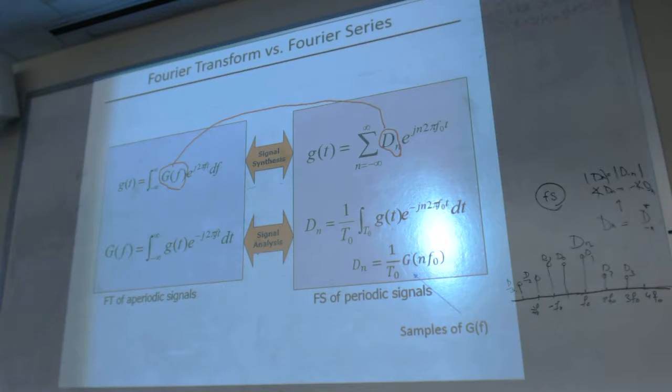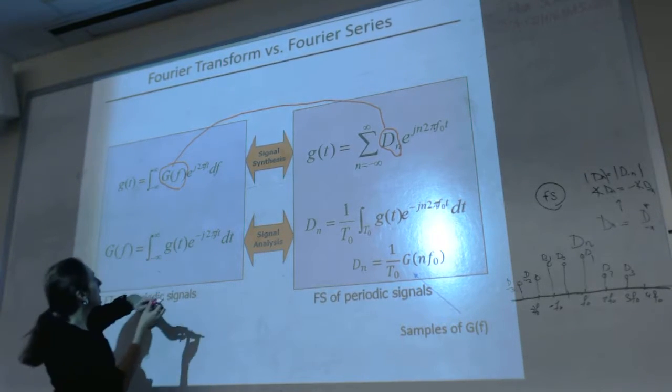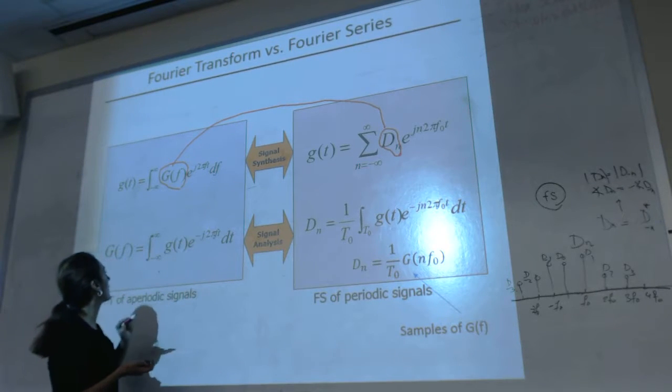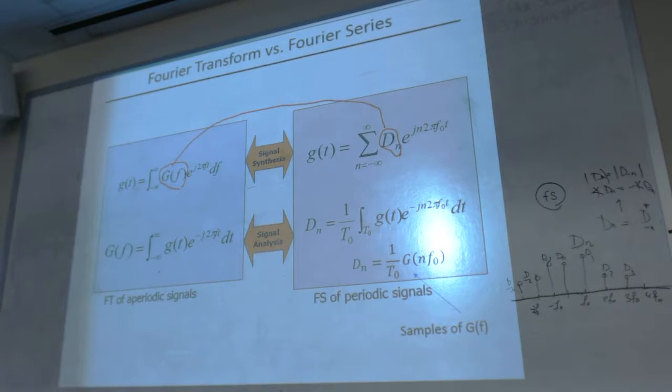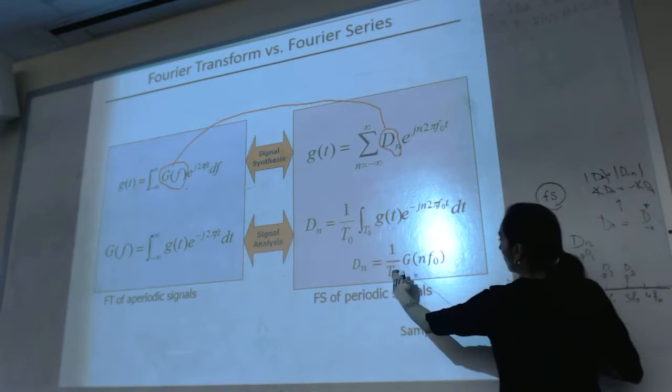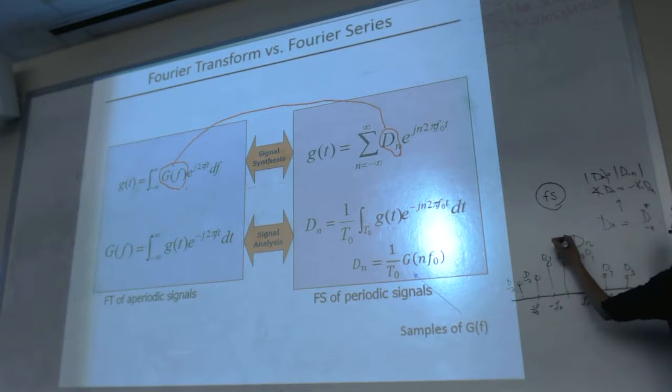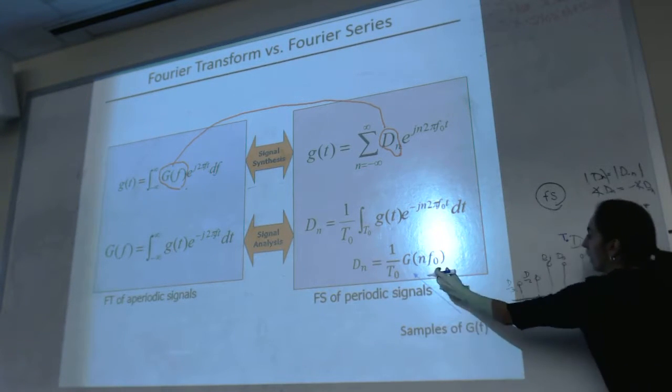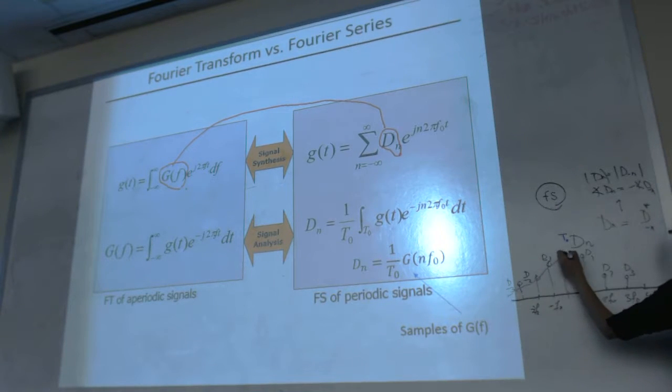Hopefully I expect everybody just remember this formula, very simple. gt is given by this integral, Gf is given with this integral. The only difference is that here you have plus, here you have a minus sign. And this is also very interesting. What's the relationship between Dn and Gf? Anyone can tell me? And 1 over the period. So basically these Dn's, now let me just multiply also by T naught, are the samples of Gf.